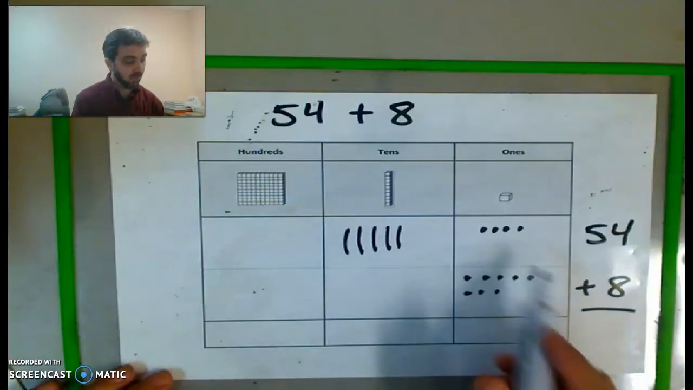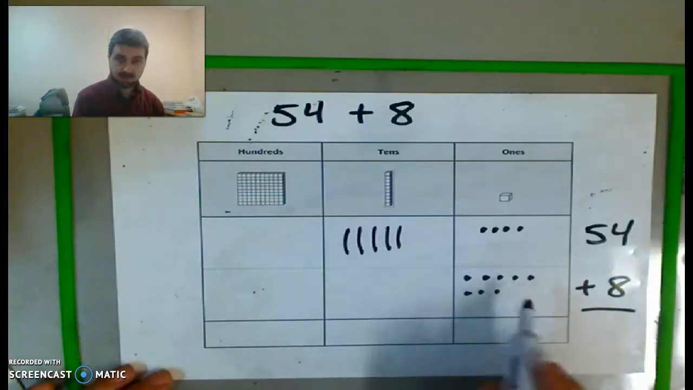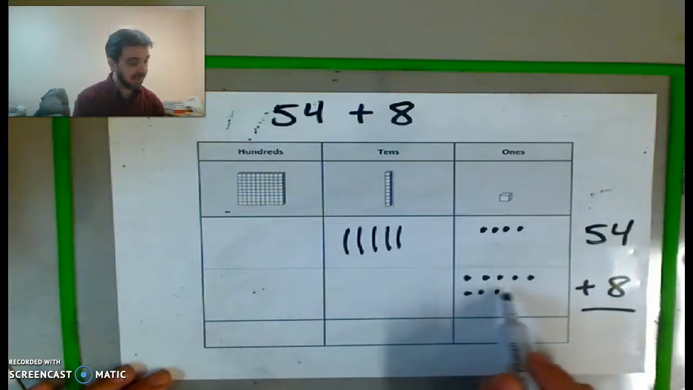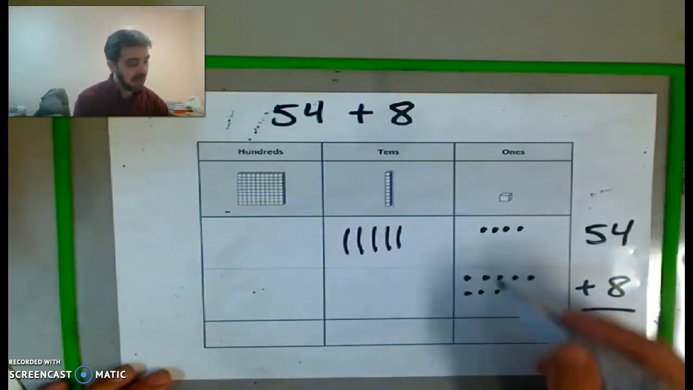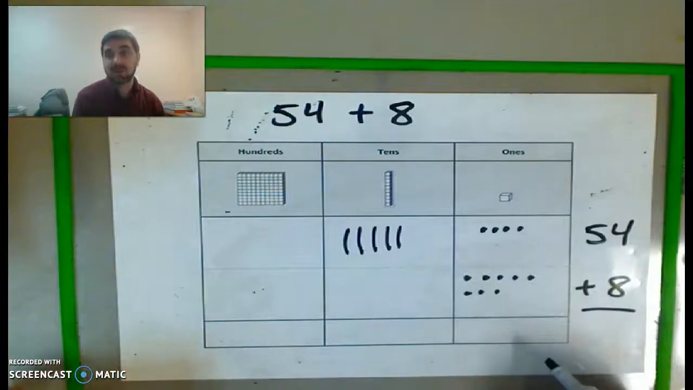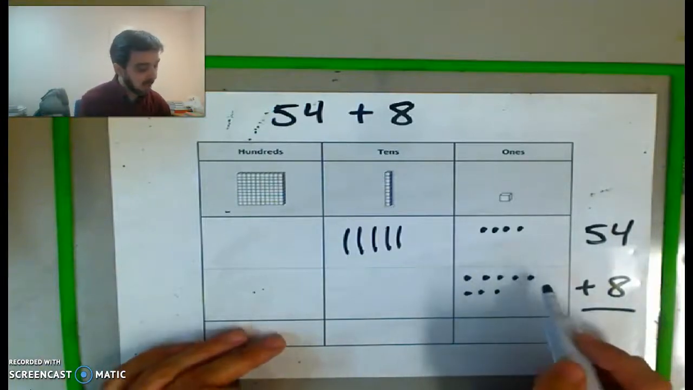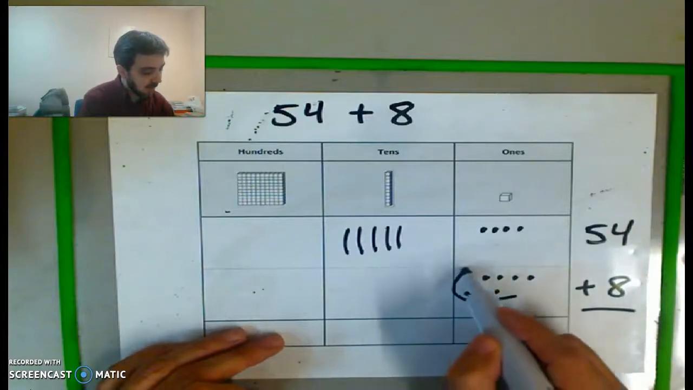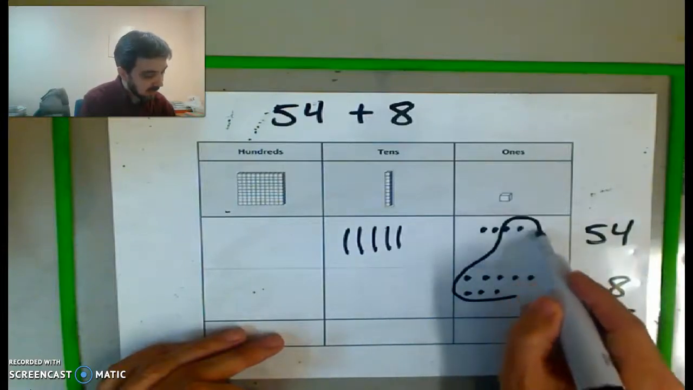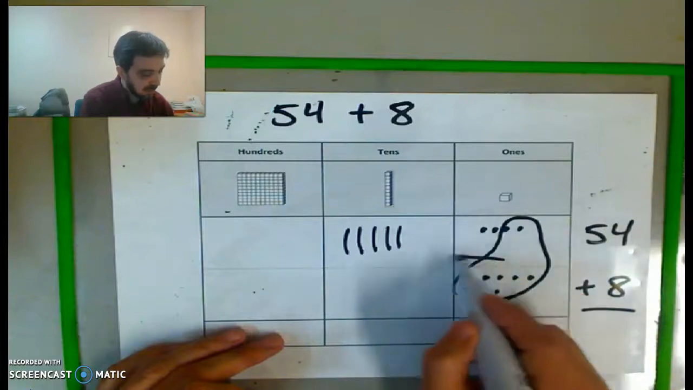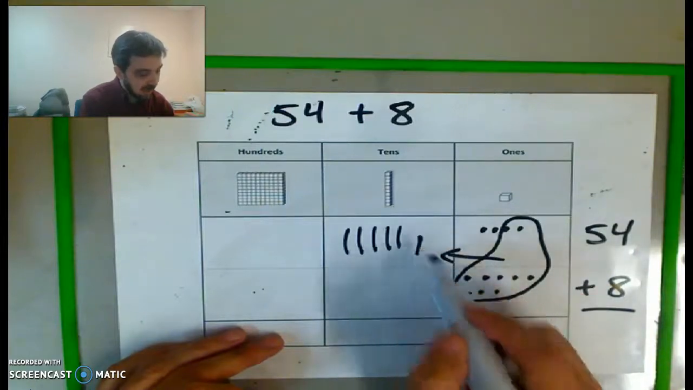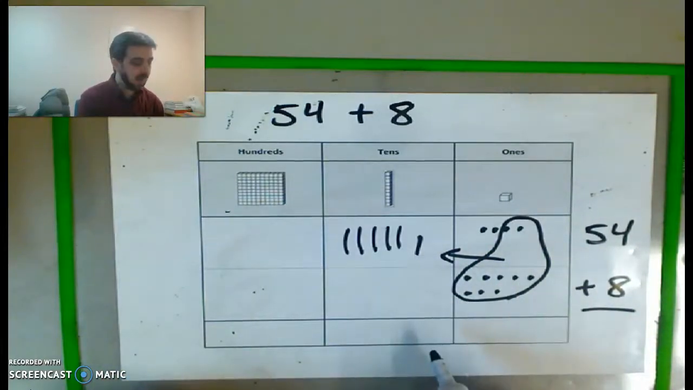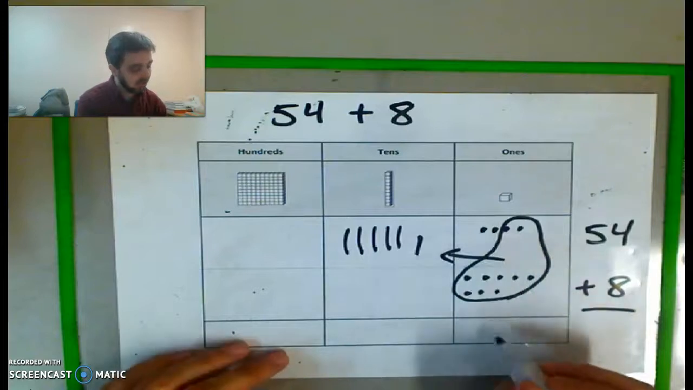So I have 54 plus 8, okay, so 5 10s plus 4 1s, and here I have my 8 1s. If I go to add up my 1s, you'll notice that I have a lot of 1s, right? So I could take these 8 and 2 of these to make 10 1s, and add another 10 right here. So those 10 1s become a 10. And now I've got 2 1s left over.